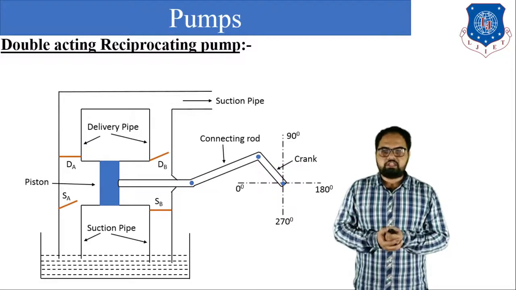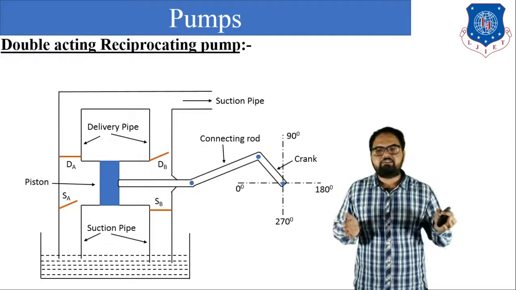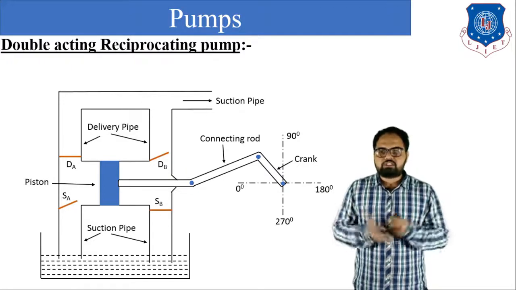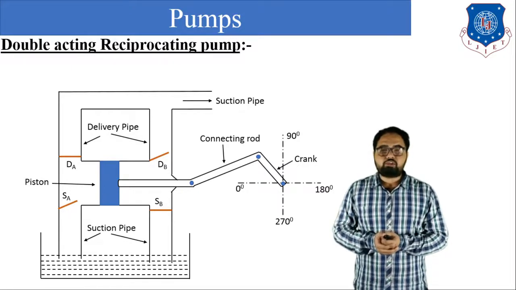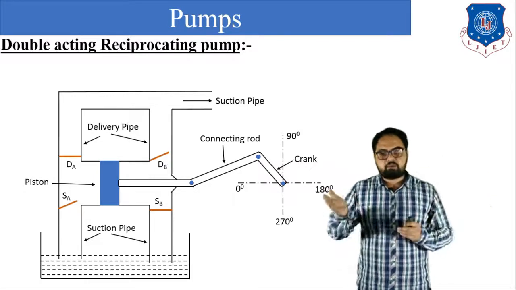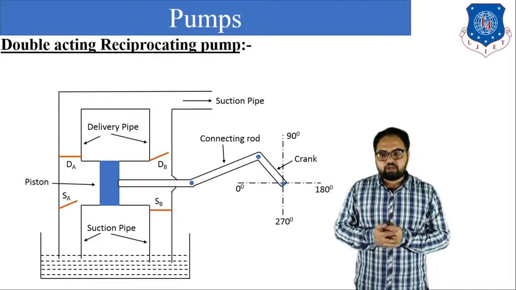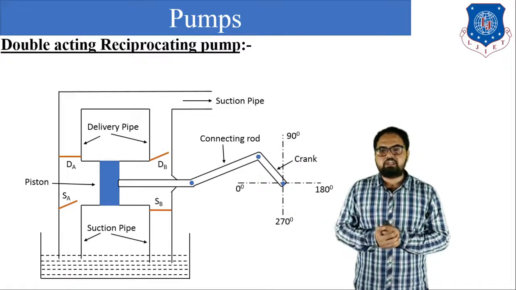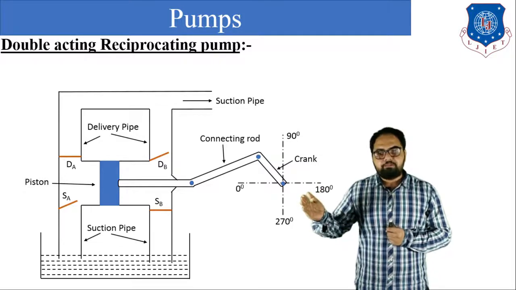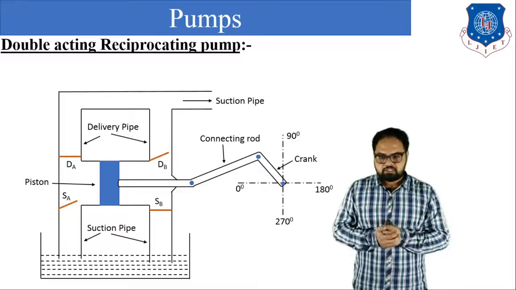There are two strokes in this type of pump. The first one is the forward stroke and the second one is the reverse stroke. So let's discuss the forward stroke. During the forward stroke, the crank travels from 0 to 180. As the crank travels from 0 to 180, the piston travels from left to right. Due to that, negative pressure is generated on the left side of the cylinder and positive pressure is generated on the right side of the cylinder.